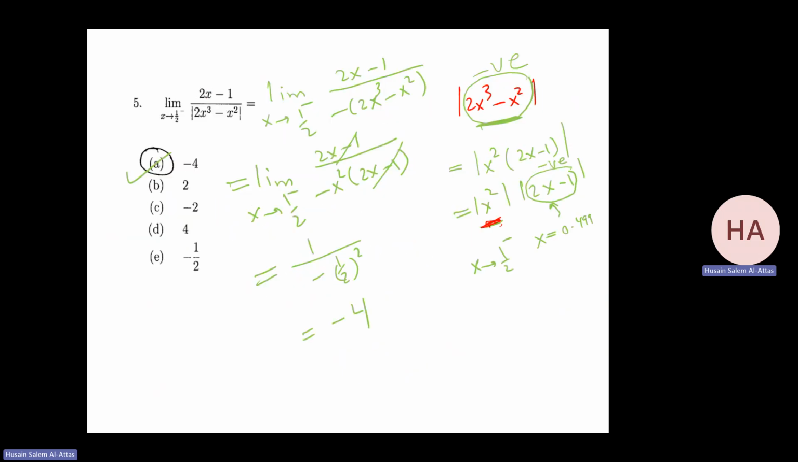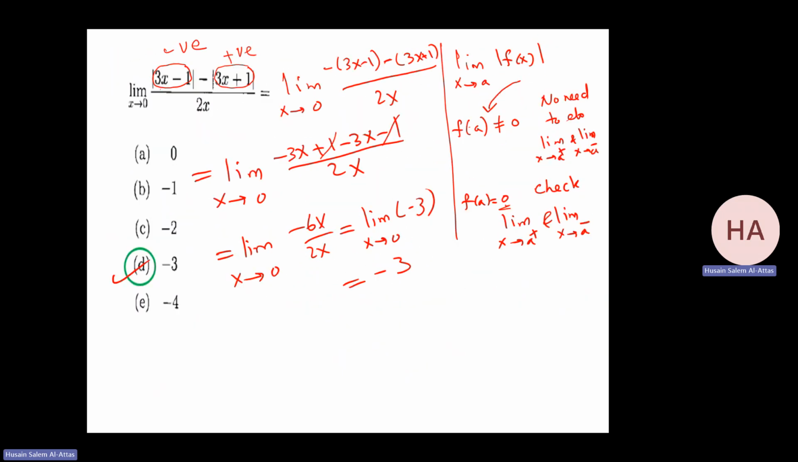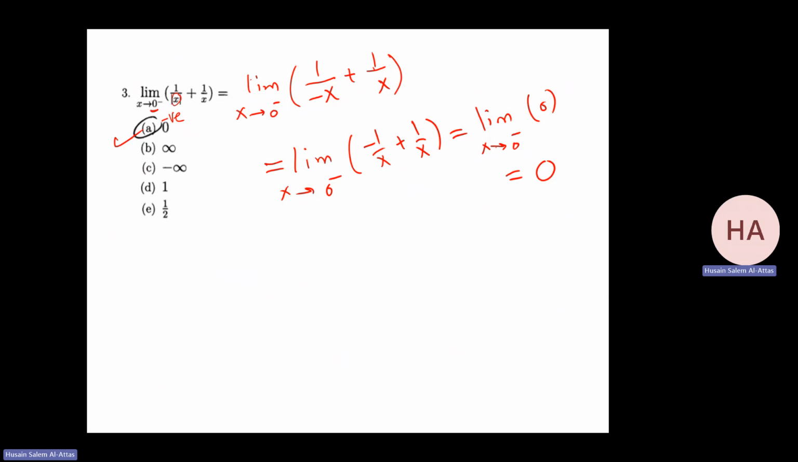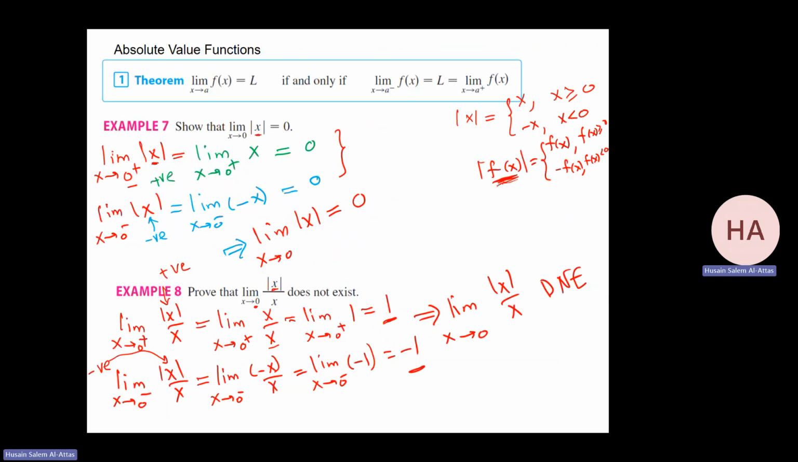Okay, that is how we deal with the absolute value. So what is the main idea? We check inside. If it is non-zero, no need to do left and right. If it is 0, need to do left and right. And what to do with the left and right? You check the things inside from right or from left.